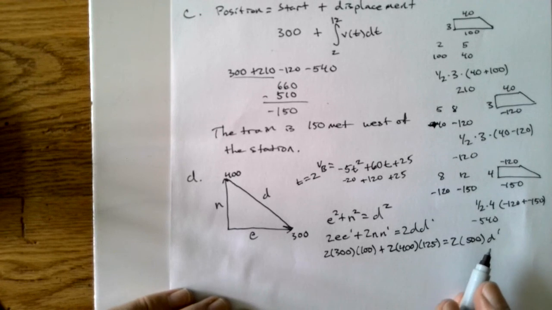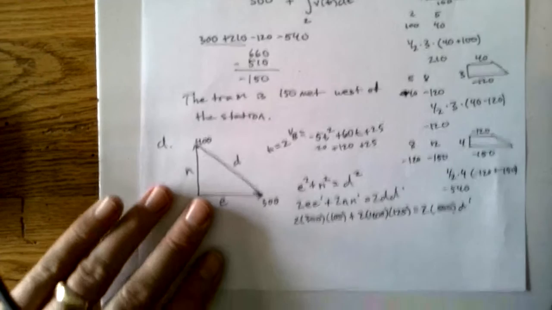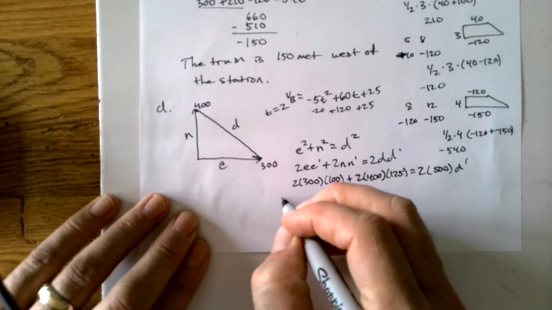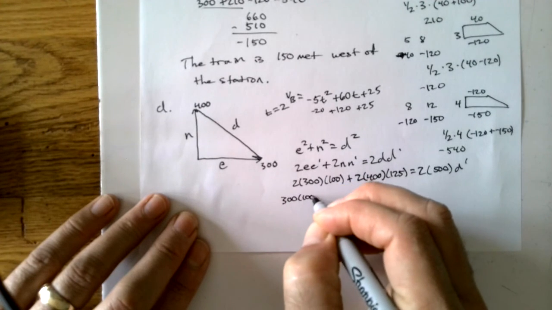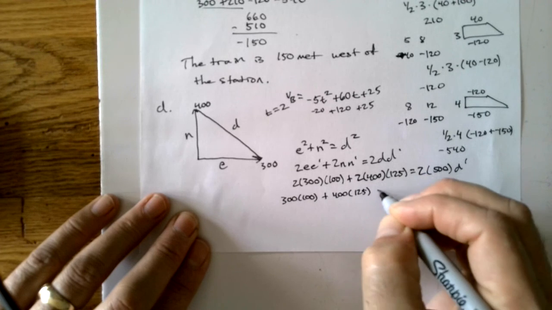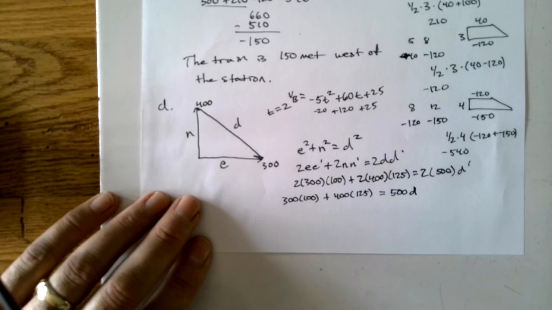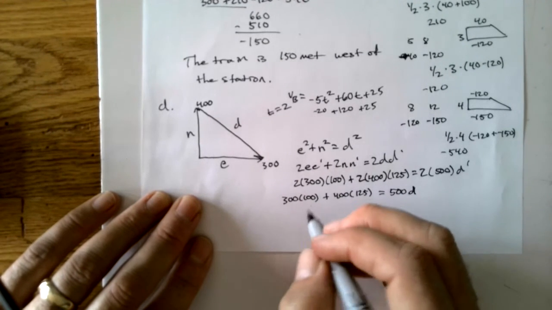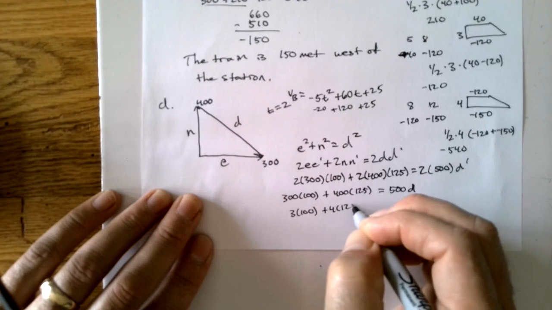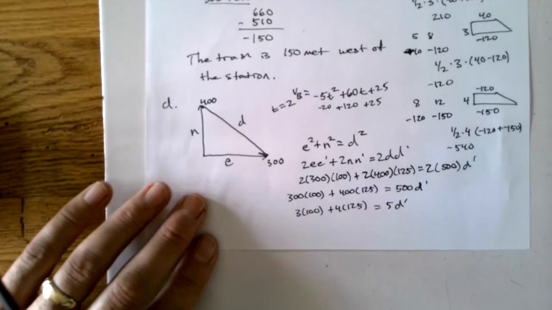So we're trying to solve for d prime here. And yeah, this was a no calculator problem, which seems ridiculous to some people, but we're going to make it not that bad. We're going to divide through by 2, so then all the 2's go away. So we have 300 times 100 plus 400 times 125 is equal to 500 times d prime. Now I'm going to divide through by 100. I get 3 times 100 plus 4 times 125 is equal to 5d prime.